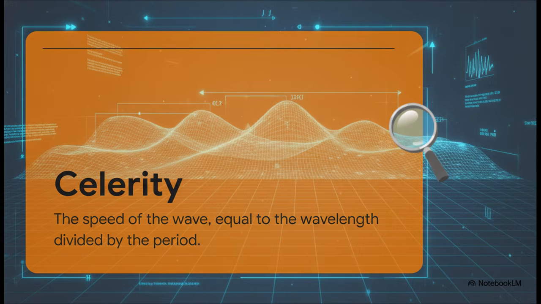A crucial measurement for tracking this energy is celerity, the precise speed of the wave. We calculate this simply by dividing the wavelength by the wave's period. And the period, the time it takes for two consecutive crests to pass a fixed point, is actually permanently fixed at the wave's birth by whatever disturbing force created it. So by calculating celerity, we can accurately track our wave's speed as it races across the water.